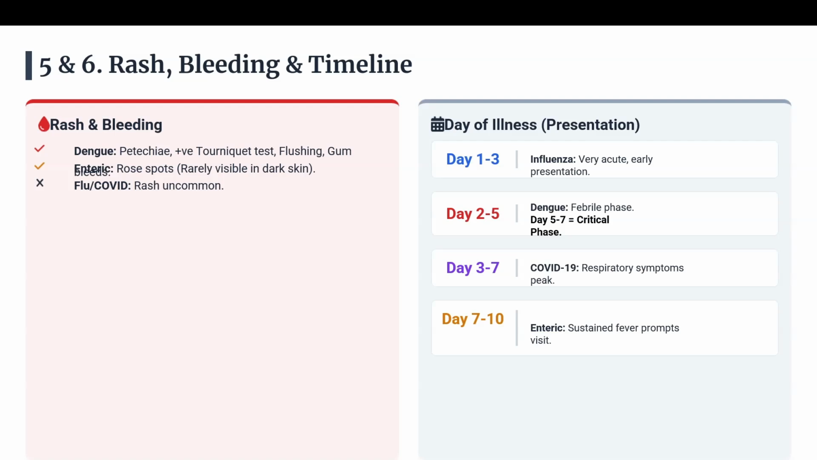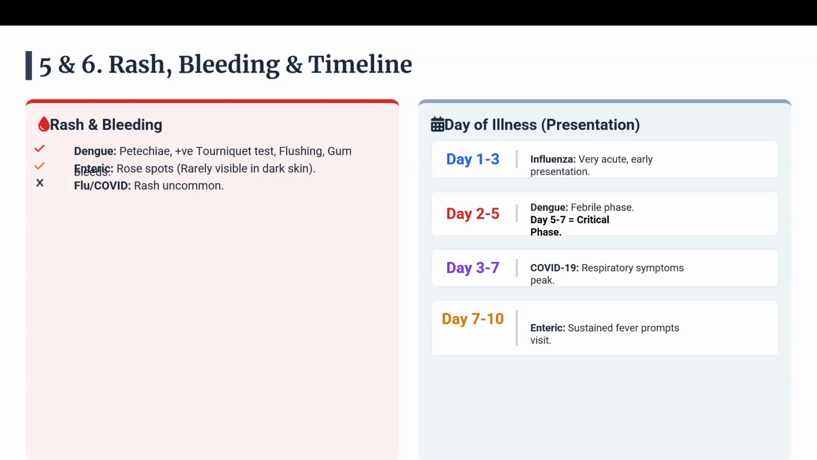Whereas on day 5 to day 7, a dengue patient can also present in the critical phase with low platelets, increase in hematocrit, hemoconcentration, dehydration, vomiting, headache, seizures, anything. COVID-19 patients usually present around day 3 to day 7 with the respiratory symptoms at peak.